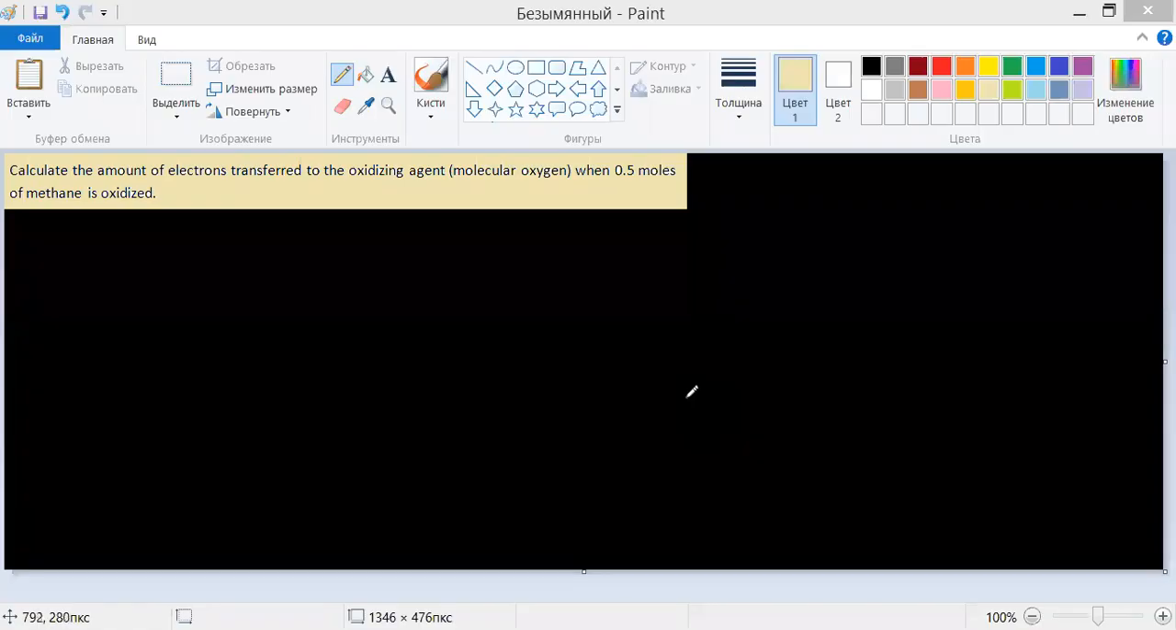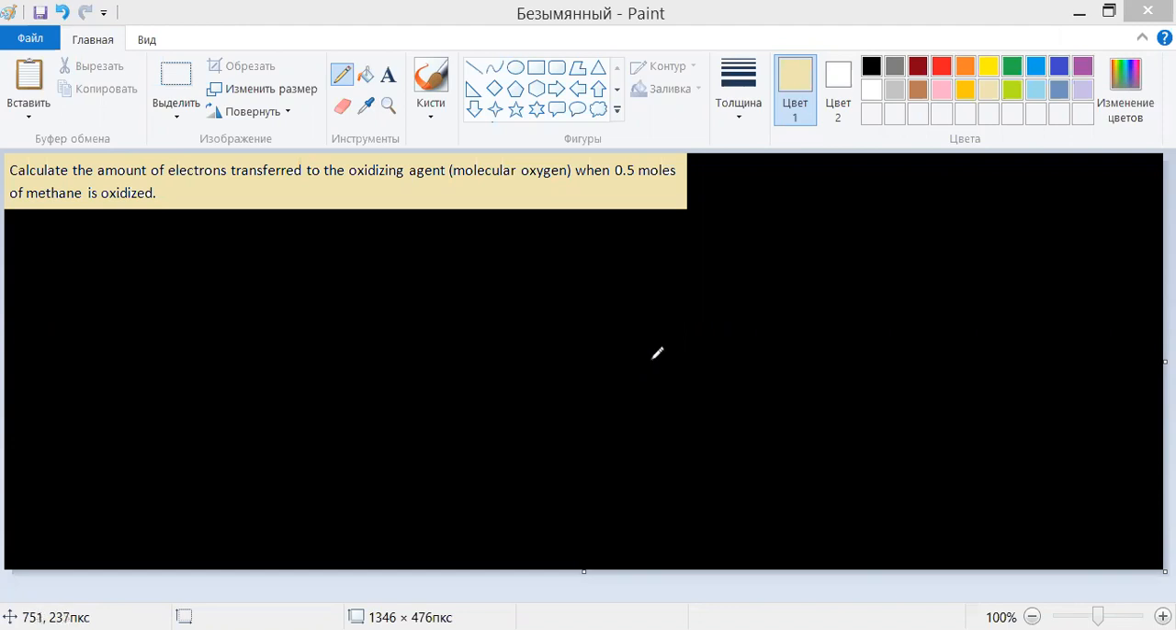Here is the assignment itself, the problem itself. Let me share it with you. So calculate the amount of electrons transferred to the oxidizing agent when 0.5 moles of methane is oxidized. Again, sorry for my French pronunciation. Okay, it's a very good question, actually. And though it may be of zero value in practical terms, theoretically, it's okay.